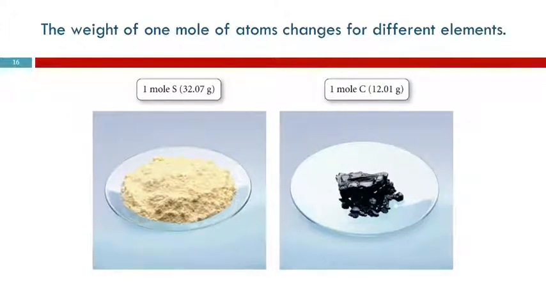Because just like with the nails, the smaller nail weighs less, and so a dozen of the small nails weighs less than a dozen of the large nails. Sulfur atoms are larger and weigh more than carbon atoms. Mole is a counting number. It's a particular number just like a dozen. Any questions?